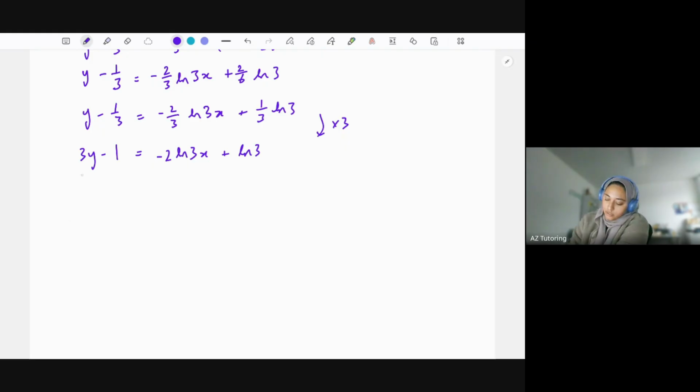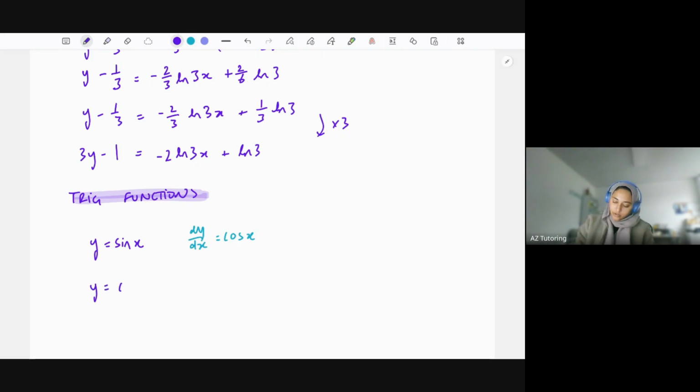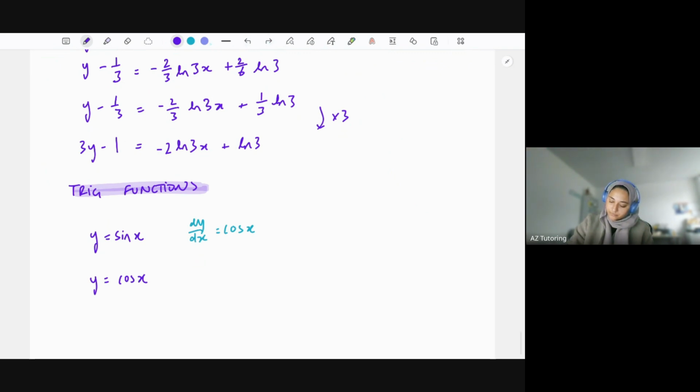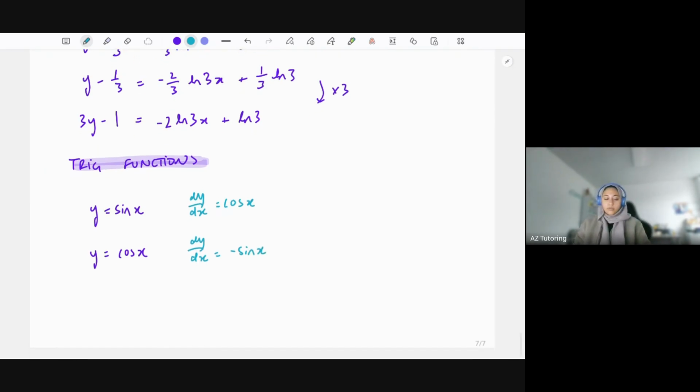So there are some rules you need to remember. Differentiating the trig functions. Just to give you the rules first, if I've got y equals sine x, the differential of sine is just cos. If I have cos x, the differential of cos is minus sine. Remember, these are all results that you need to remember.